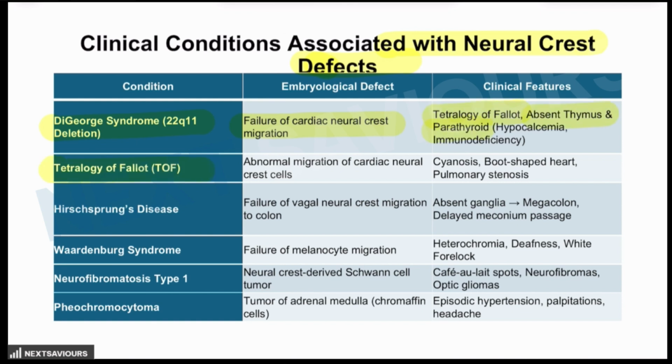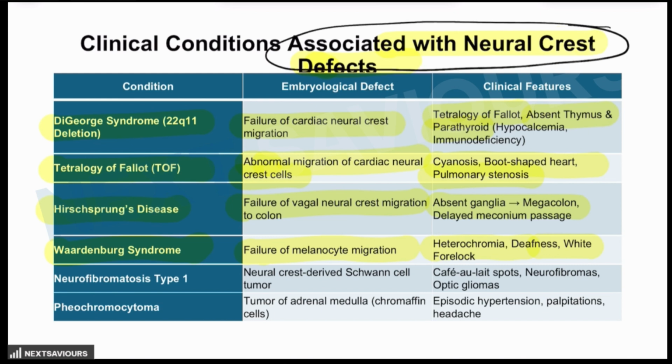Then Fallot's tetralogy in isolation, which is because of the abnormal migration of the cardiac neural crest, identified as cyanosis, boot-shaped heart, pulmonary stenosis. Then Hirschsprung disease, which is because of the failure of the vagal neural crest migration to the colon, identified as absent ganglia, leading to the formation of megacolon, delayed meconium passage. Waardenburg syndrome, which is because of the failure of the melanocyte migration, leading to heterochromia, deafness, white forelock, and so on. So these are the clinical conditions which are very, very commonly kept in your question for the purpose of its identification.